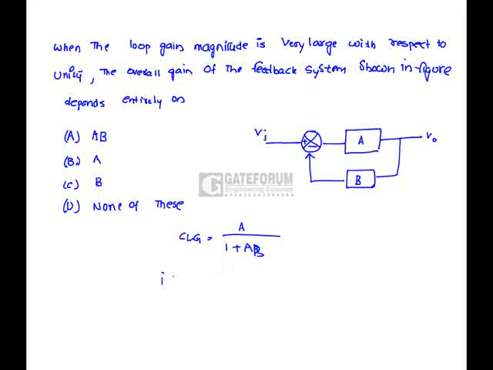See, if AB is larger than 1, then the closed loop gain can be approximated as A by AB. That means it is 1 by B. It means the closed loop gain is going to depend completely upon the feedback block, that is B. Hence option C is correct.